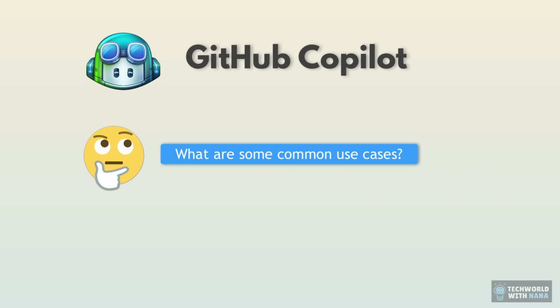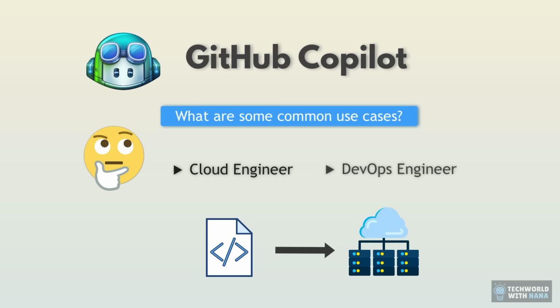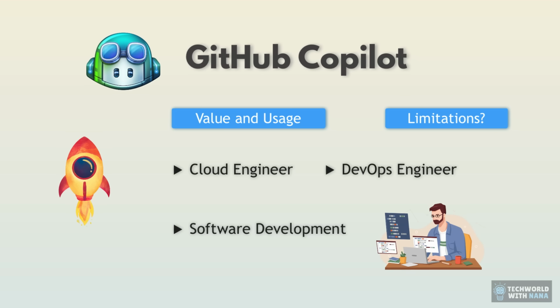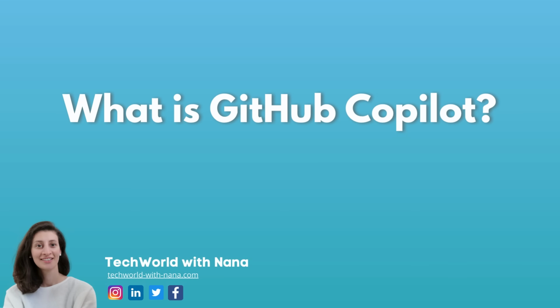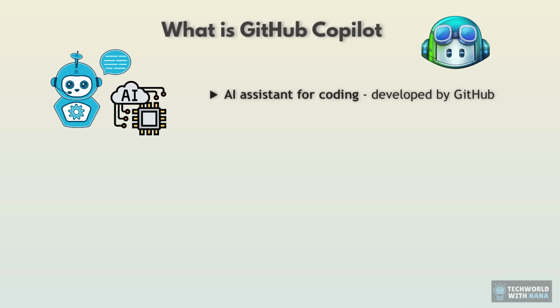In this case, we're going to be specifically focused on the work of cloud and DevOps engineers and even compare that to GitHub Copilot's value and usage for software development. So let's get started. First of all, what is GitHub Copilot? Well, in very simple words, it's an AI assistant for coding.